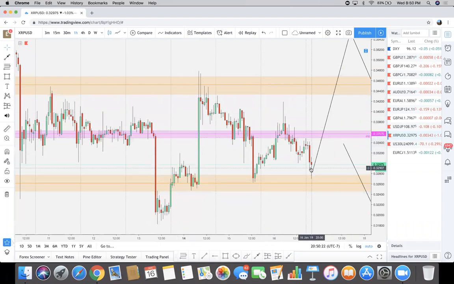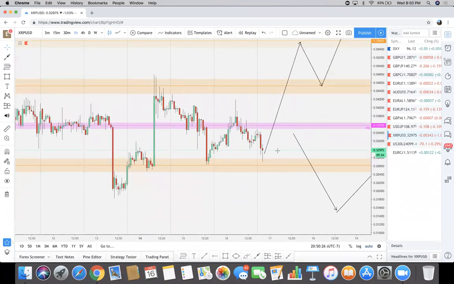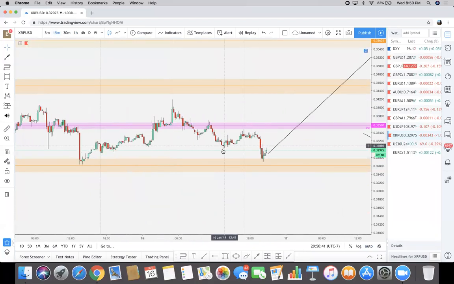So if you are trading XRP USD, you could be looking for maybe buys to the top of this range right here. So it looks like it's getting a pretty good rejection. I would wait 10 minutes to see how this candle closes before I enter this. But this one I would be looking for a buy. You can even hop down to the 15-minute.